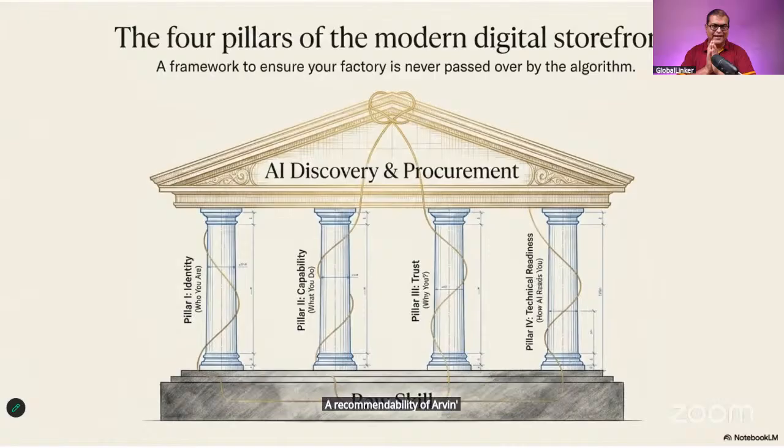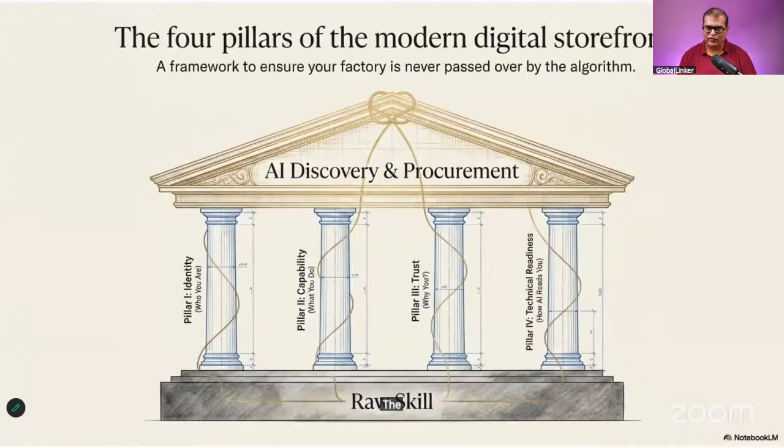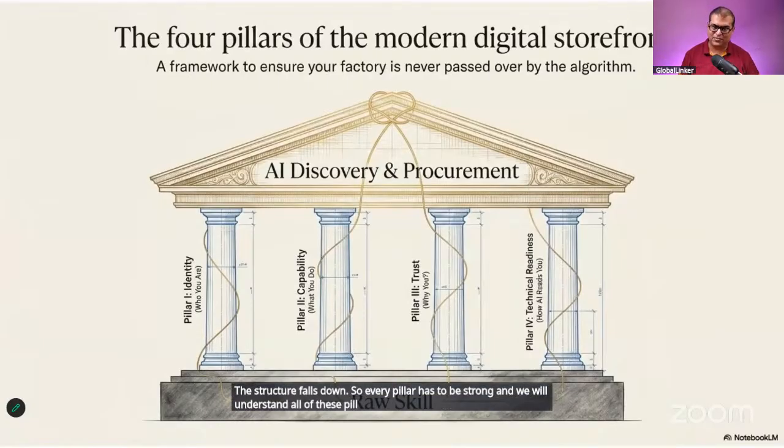What are these pillars? Pillar number one is identity. Pillar two is capability. Pillar three is trust. And pillar four is technical readiness. So we have to work on all of these pillars. If any pillar is cracked or broken or weak, the structure falls down. So every pillar has to be strong, and we will build these pillars together. So let's move ahead.